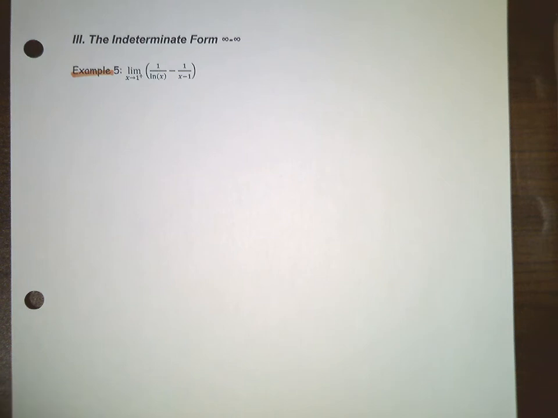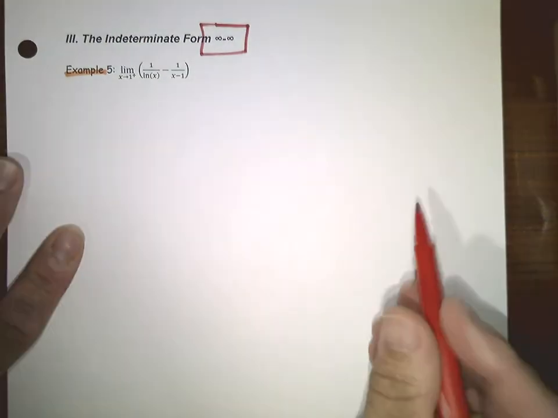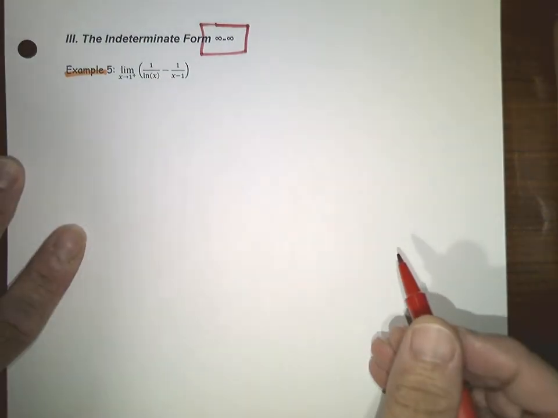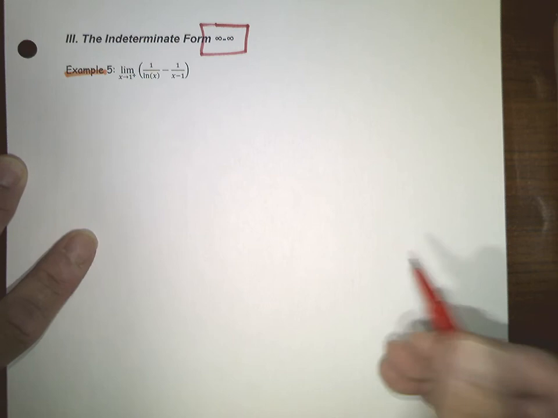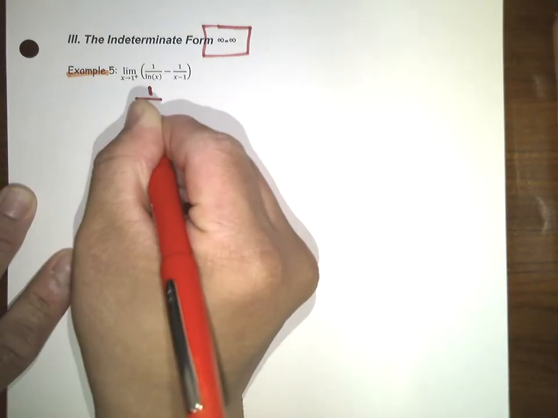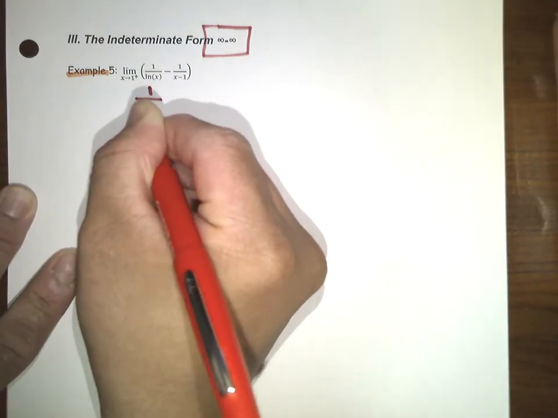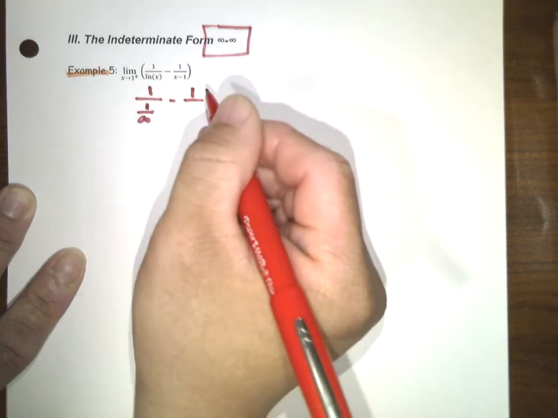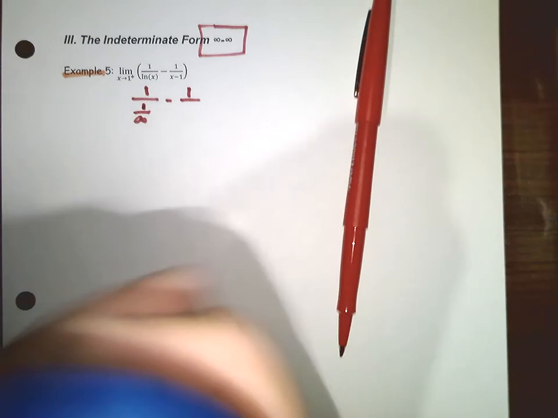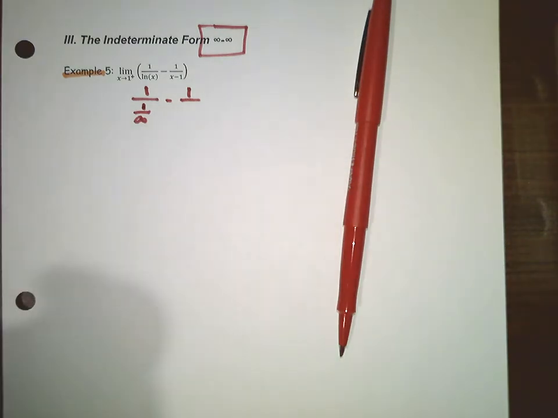This one is for the form of infinity minus infinity. So here we go. The limit as x approaches 1 from the right of 1 over the natural log of x minus 1 over x minus 1. So notice that this is actually 1 over 1 over infinity minus 1 over, no, that's not right. Nope, that's actually not right.